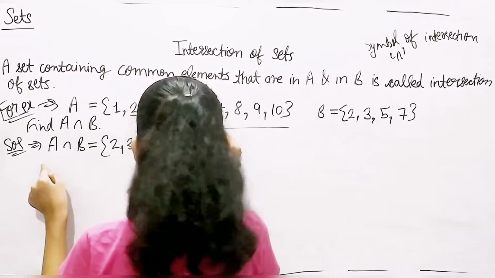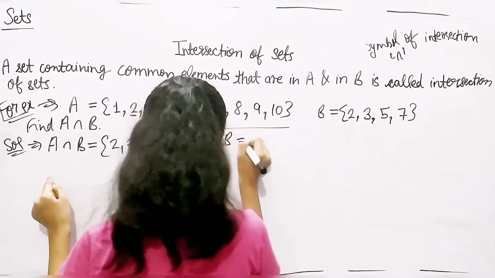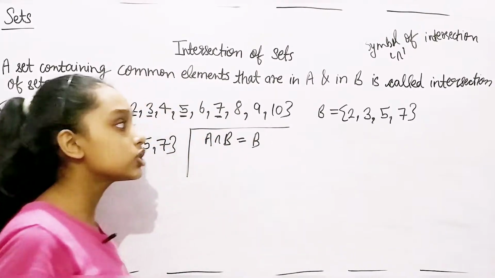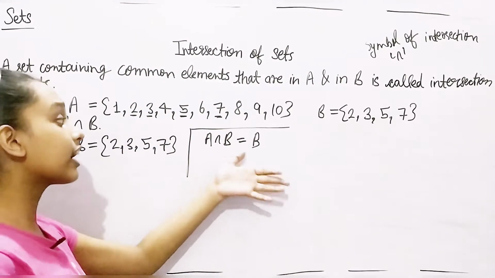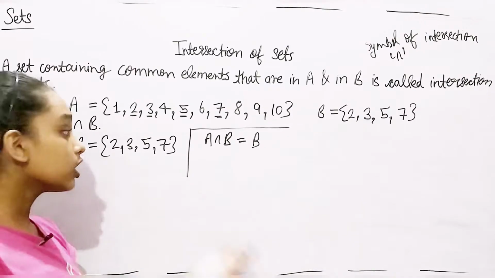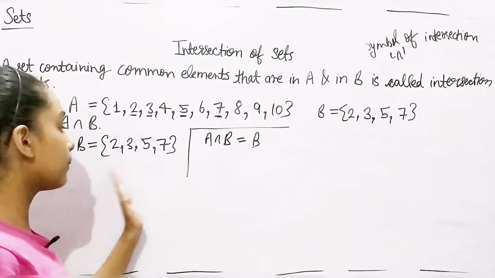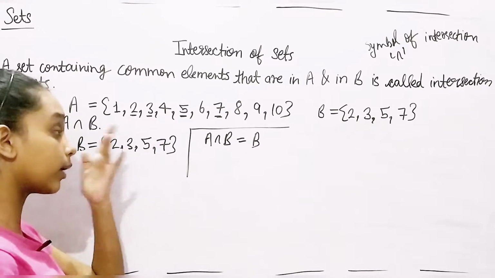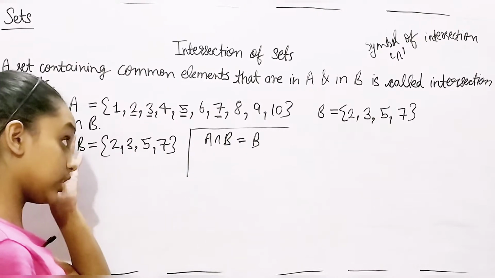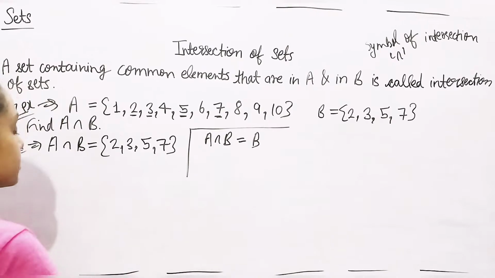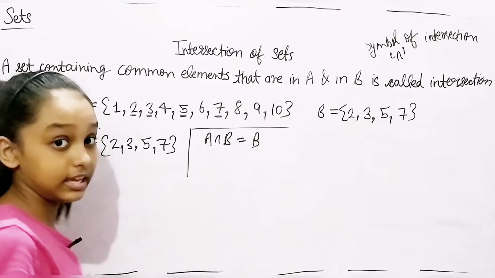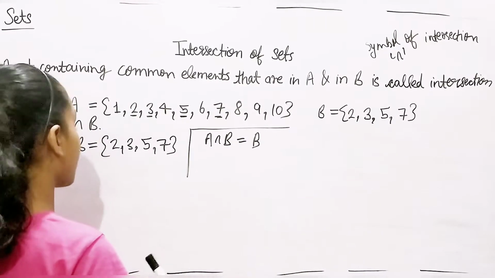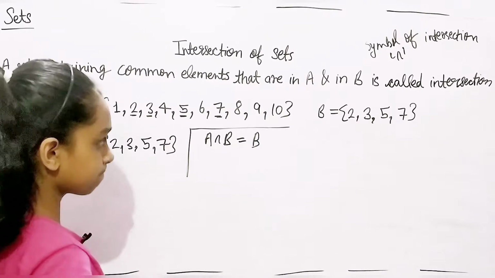But I want to tell you something else. We can see that A intersection B is equal to B, isn't it? Because their intersection is actually equal to B. Look, it's exactly the same: all the 4 elements in it, all the prime numbers, the first 4 prime numbers. So A intersection B is equal to B.